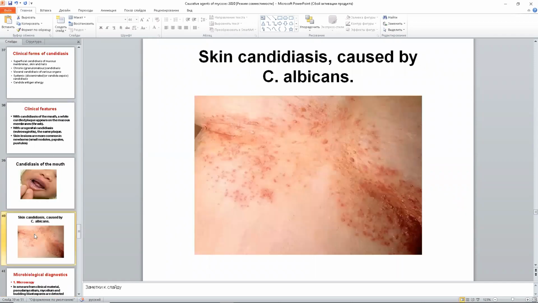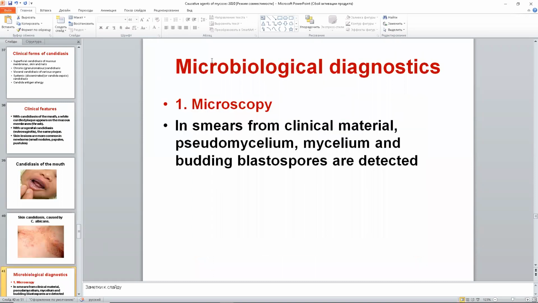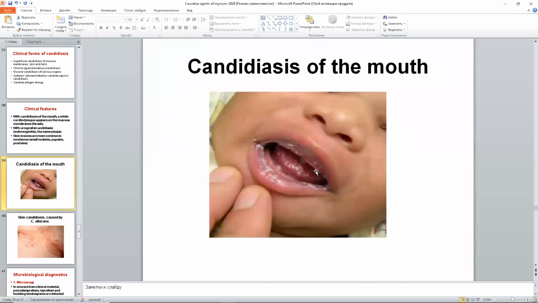And then there is a photo of skin candidiasis caused by Candida albicans. Some papules develop on the skin caused by Candida albicans if the skin is wet, for example. And the same, by the way, white particles develop on the mucosa of the genital tract if it is vaginitis caused by Candida, the same clinical features, the same clinical signs.